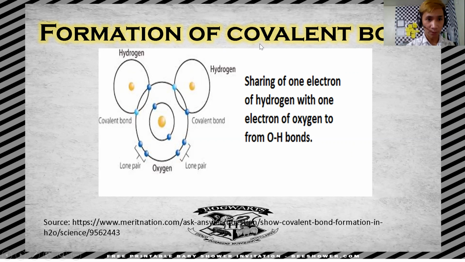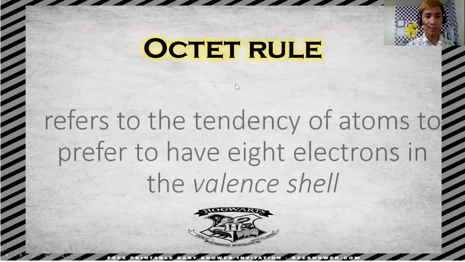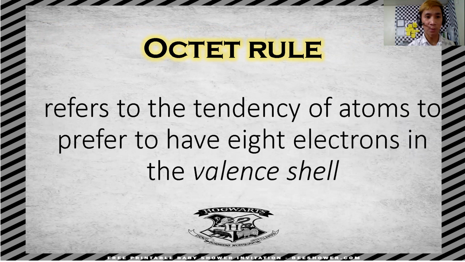Okay, next one. Let's discuss about octet rule. So, sabi ko kanina, when we say octet rule, that refers to the tendency of an atom to prefer to have 8 electrons in their valence shell. So, kaya siya nagiging stable na, kasi we completely have the 8 electrons.